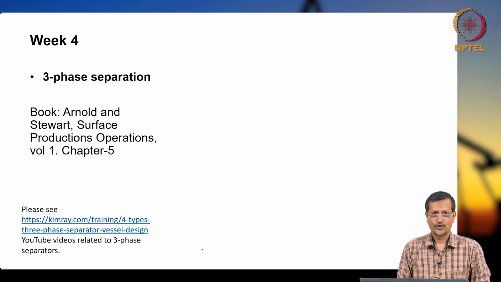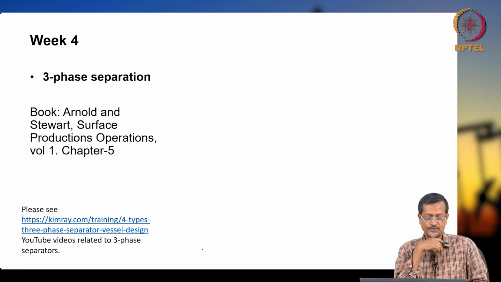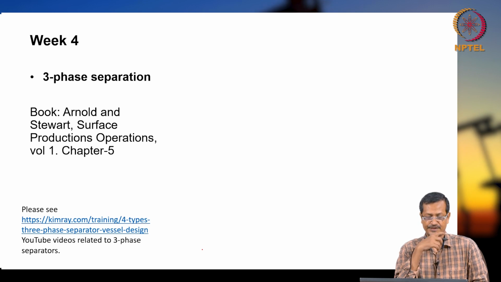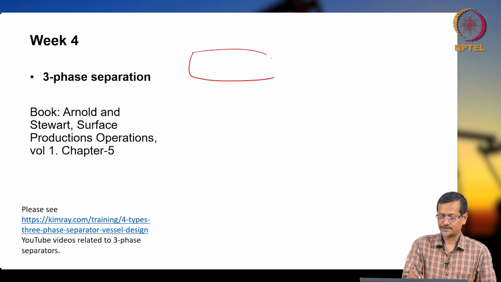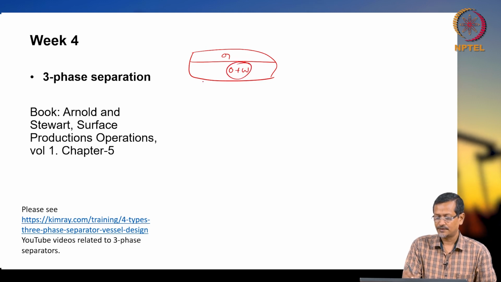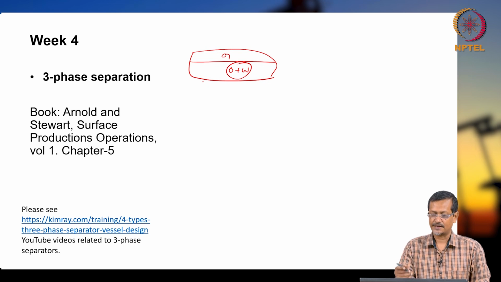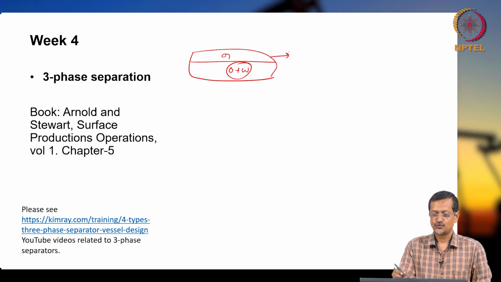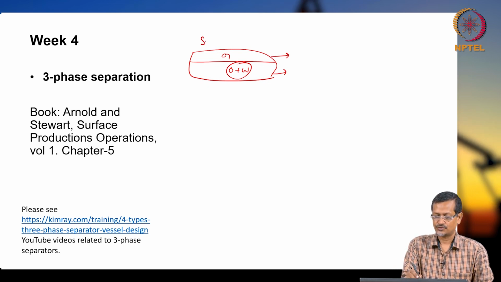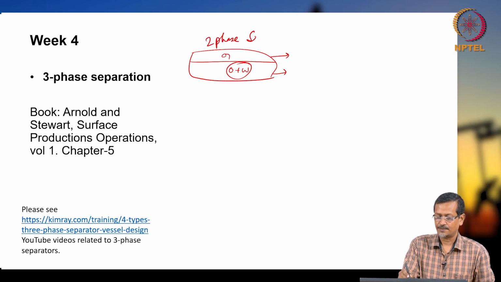Good morning. We have started the oil and gas separation chapters. So, we have seen the two phase separator. Two phase separator means this is gas, this is oil plus water. When we are not separating oil and water separately, and we are assuming this is a liquid, that was a two phase separator.